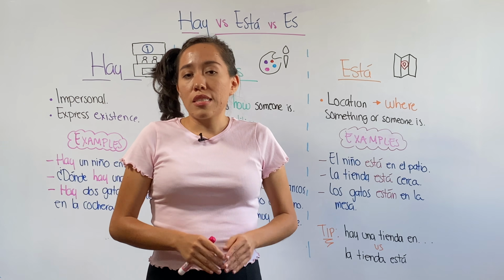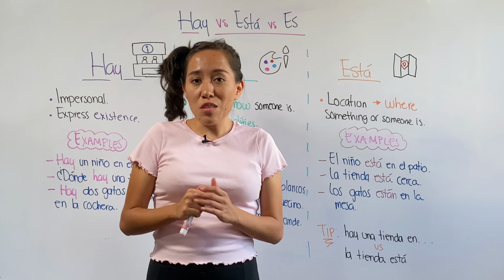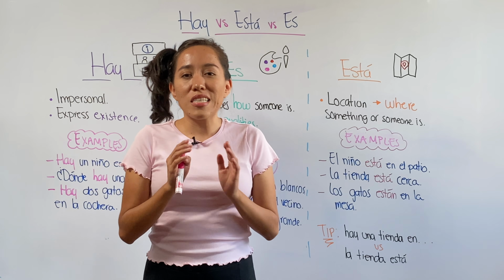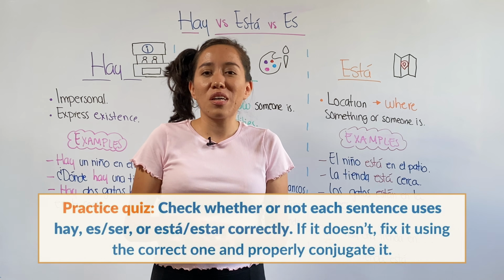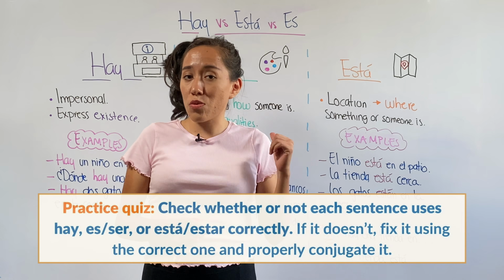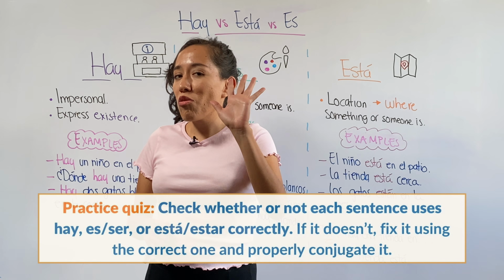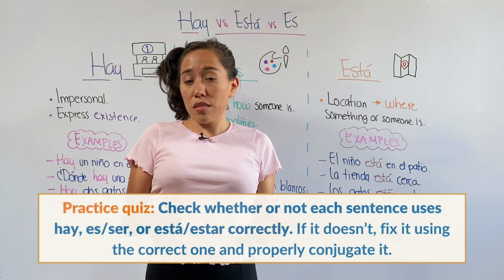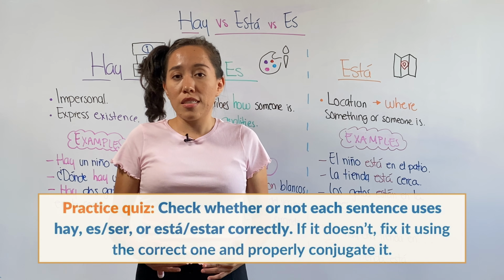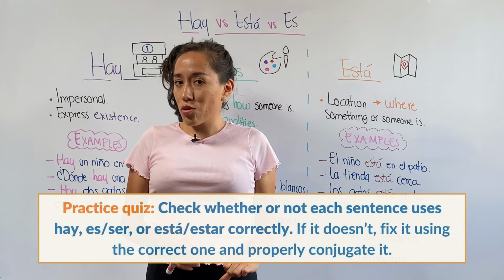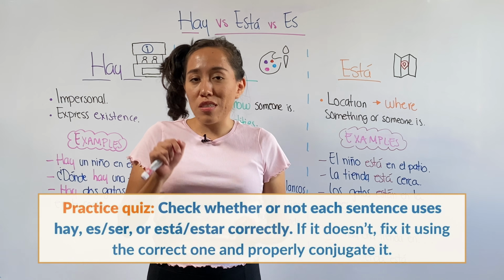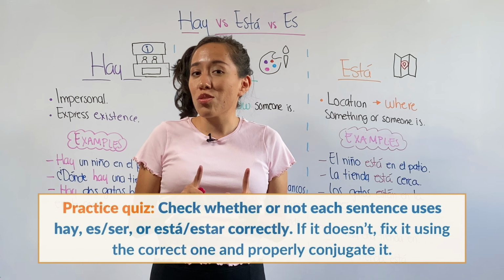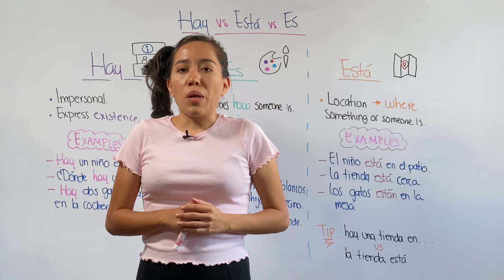So now that you understand the difference between these three to-be words, I'm going to give you a simple quiz so you can challenge yourself and put these words into practice. I'm going to give you five sentences, and your job is, number one, to identify if each one of these sentences is correct or incorrect. The second step of this quiz is going to be correcting those sentences if you need to. So let's start.